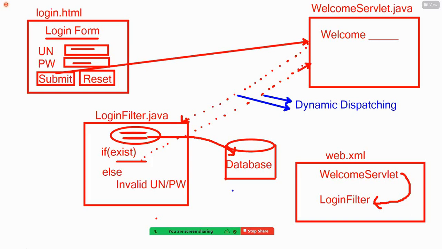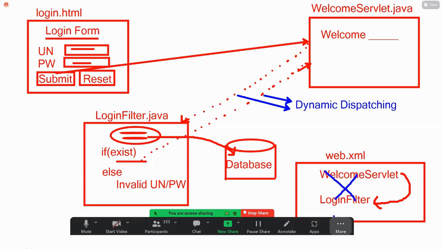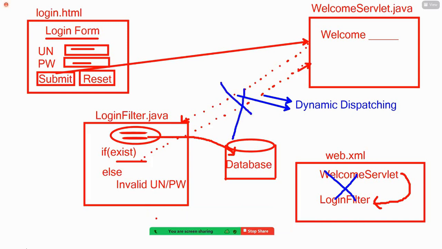Now, if I break this configuration, if I remove the configuration, these links are broken. Now, it always welcomes. That login doesn't check the username and password in the database. Always welcome is displayed. Again, if you want to add it, just configure it, and it will be added.